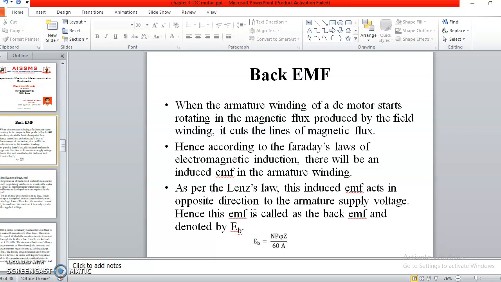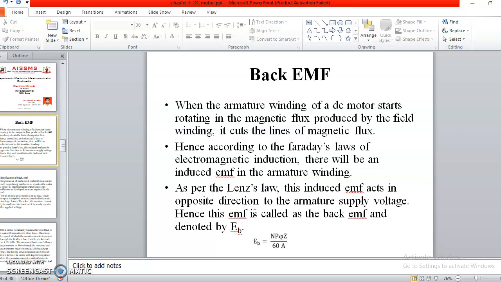So when motoring action takes place, at the other end, generating action also takes place. When rotation starts, the conductor also cuts the magnetic flux lines, so EMF can be induced in those conductors. Now this EMF is induced as per the generating action, but it will act opposite to the supply voltage. That's why it is called back EMF.